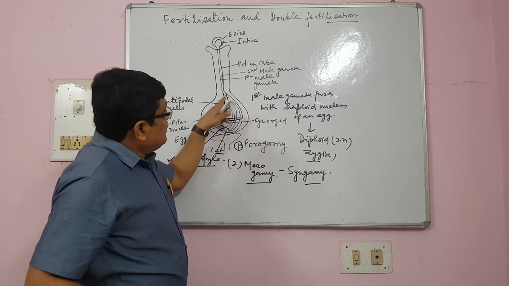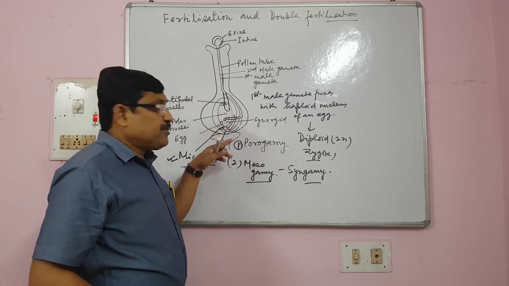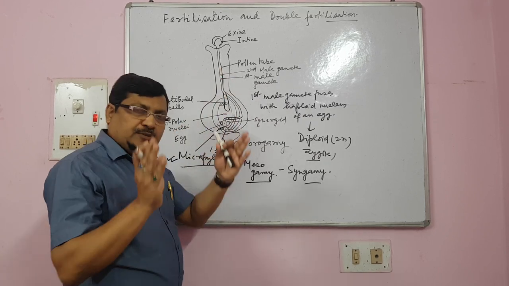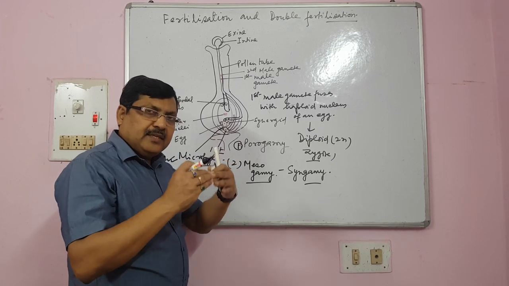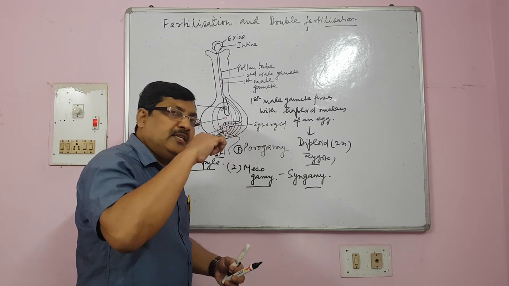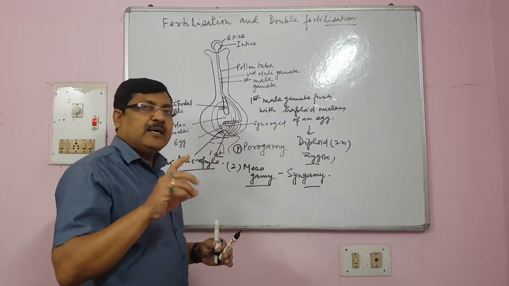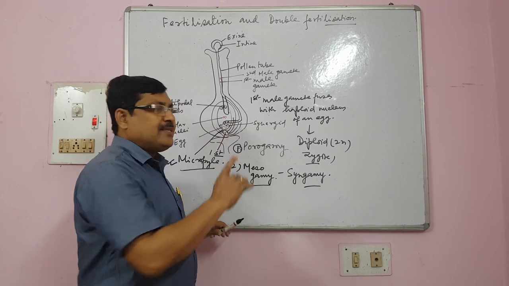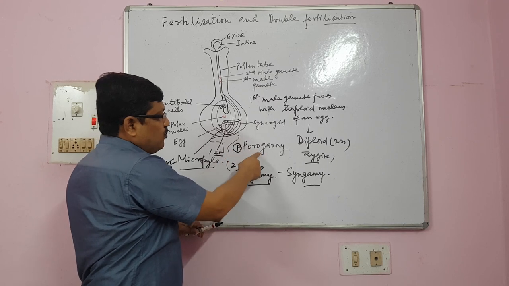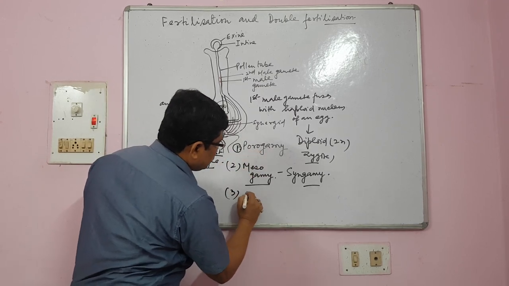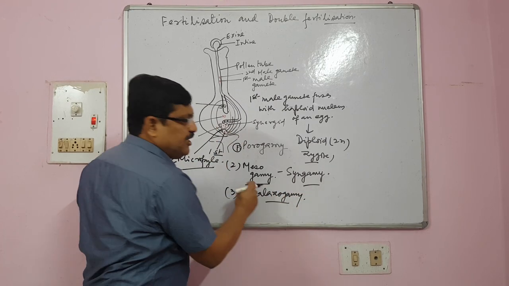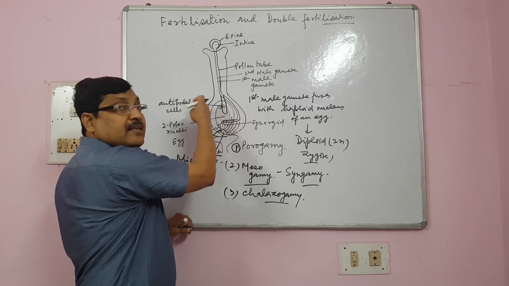But when the entry of the pollen tube takes place, there are two types of entry gates: one within the embryo sac and another within the ovary. The ovary is controlled by obturator cells, whereas in case of the embryo sac, there are three ways: porogamy, mesogamy, and third is chalazogamy, means entry of the pollen tube through the chalazal end.